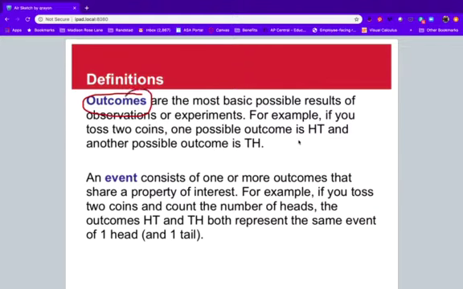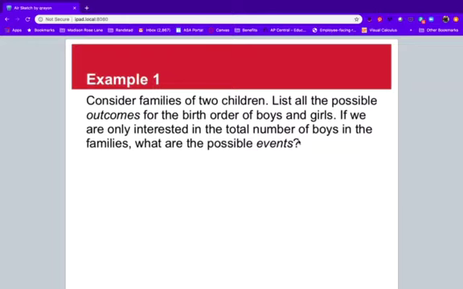So if you toss two coins, one possible outcome is heads, tails, and another is tails, heads. So an event consists of one or more outcomes that share some property of interest. So in the toss two coins example, I could be interested in the number of heads, and then the events of interest would be all the possibilities for number of heads, which would be 0 heads, 1 head, or 2 heads.